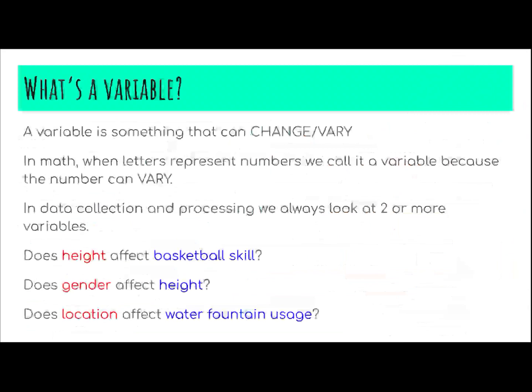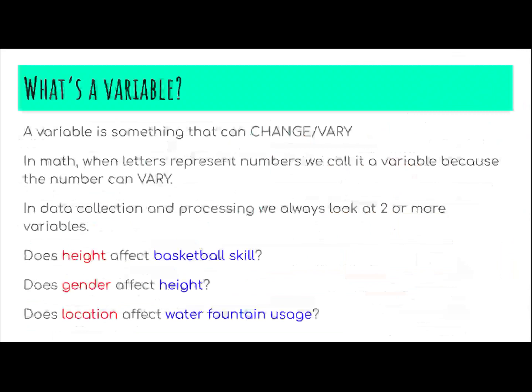A variable is something that can change or vary. In math, when letters represent numbers, like in algebra, we call it a variable because the number can vary. In data collection and processing, we always look at two or more variables. For example, does height affect basketball skill? Does gender affect height? You may have noticed that in general, males are taller than females.